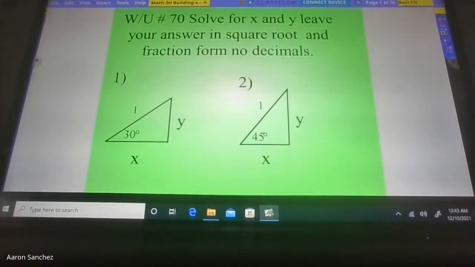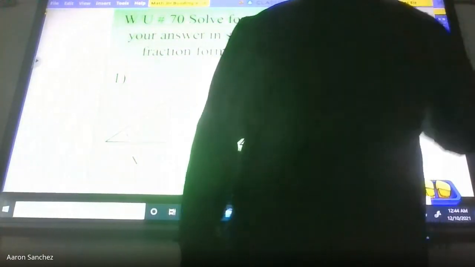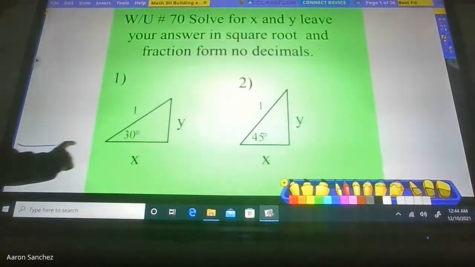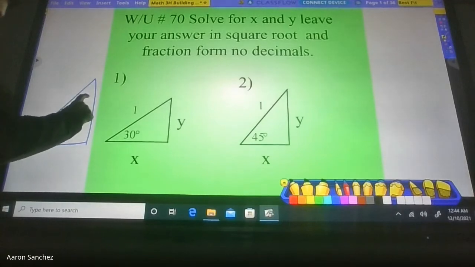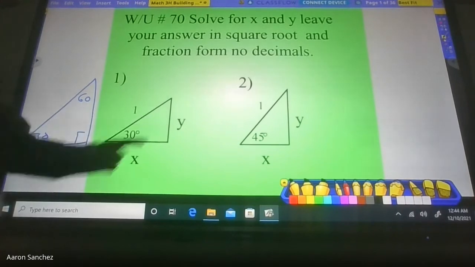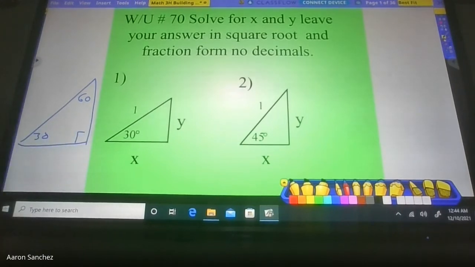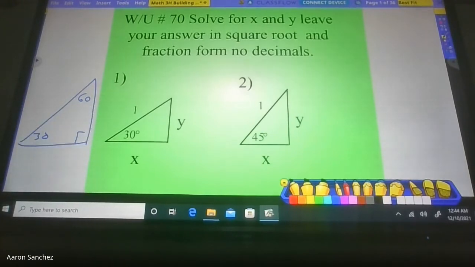Okay. So, do you guys remember the 30, 60, 90 triangle? I'm going to fit it right here so hopefully you can see it. That's a 30, 60, 90. I should have put 90 degrees in here. What's the length of Y? It has to be smaller than this. No decimals. Is it 1/2? Yes.